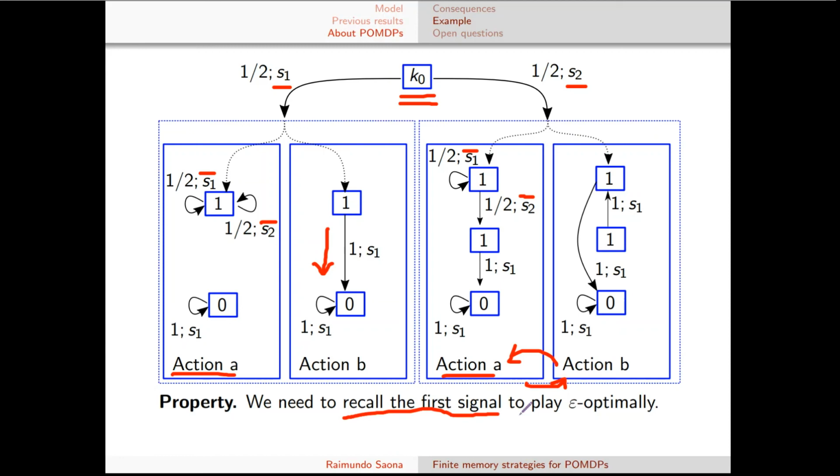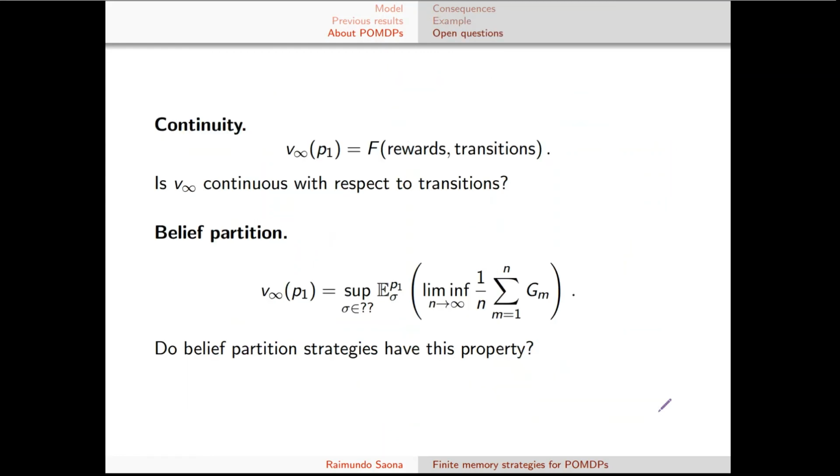In blind MDPs, where there is only one signal, recalling only the most recent history, meaning actions and signals, is enough to play epsilon optimally. But this is not true for general POMDPs, as we just saw. In our paper, there are more examples illustrating the challenges of POMDPs and how our techniques solve all of them. Some open questions are proving or disproving the continuity of the value function V infinity with respect to perturbations in the transition function.